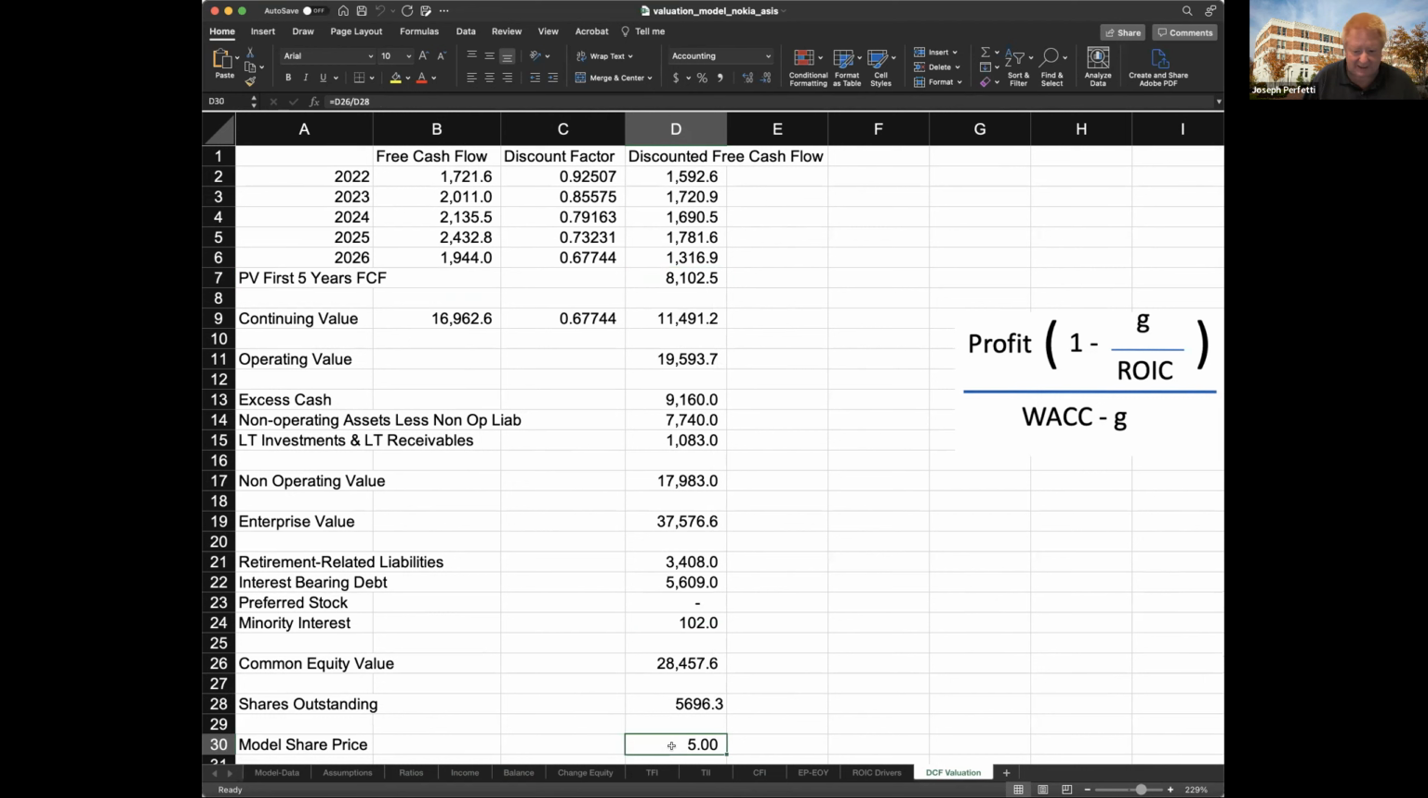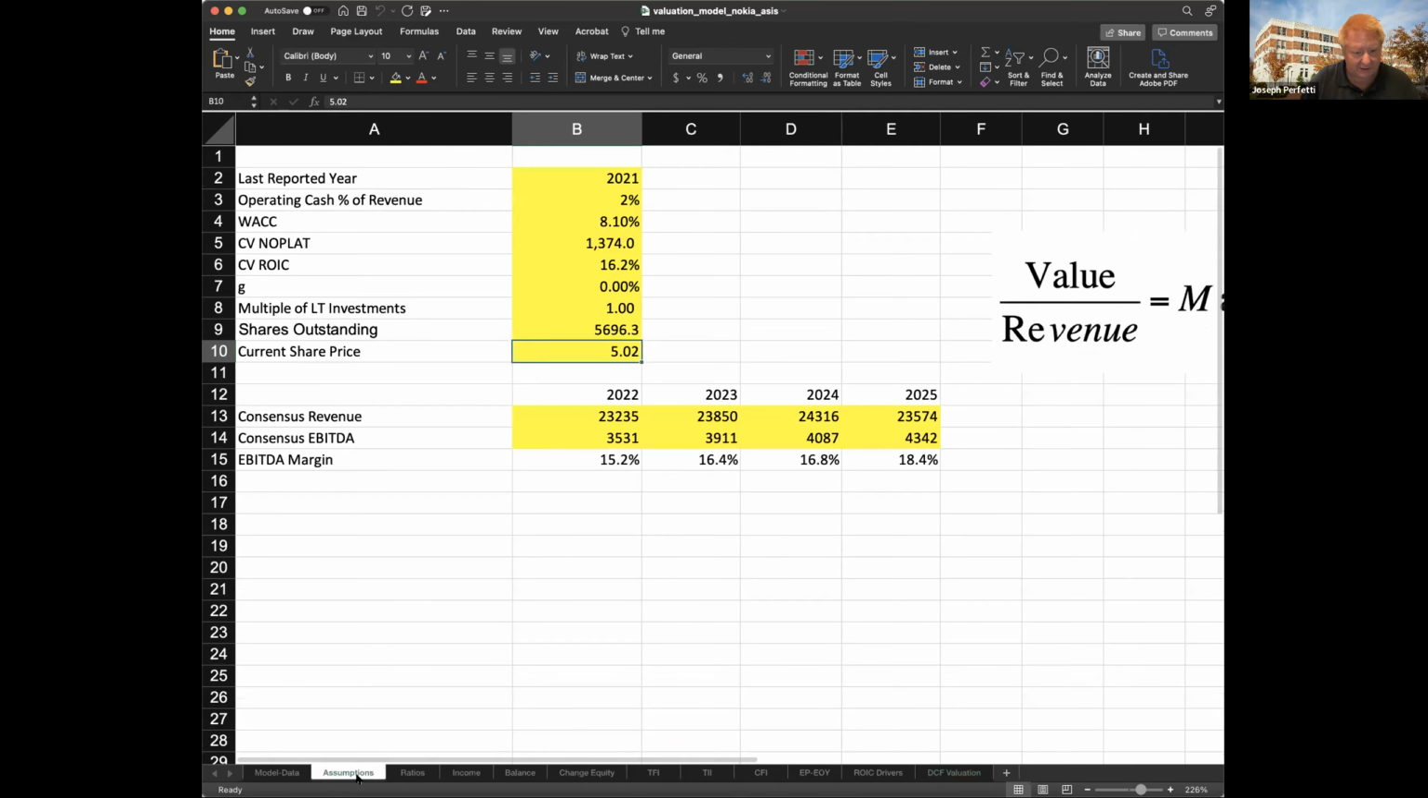Well, the process of an as-is works backwards. We know the share price in the real world. So what assumptions reasonably create that share price? That's the whole point of an as-is valuation. And so back to the assumptions. We kind of knew the WACC, so we used the WACC at the time.